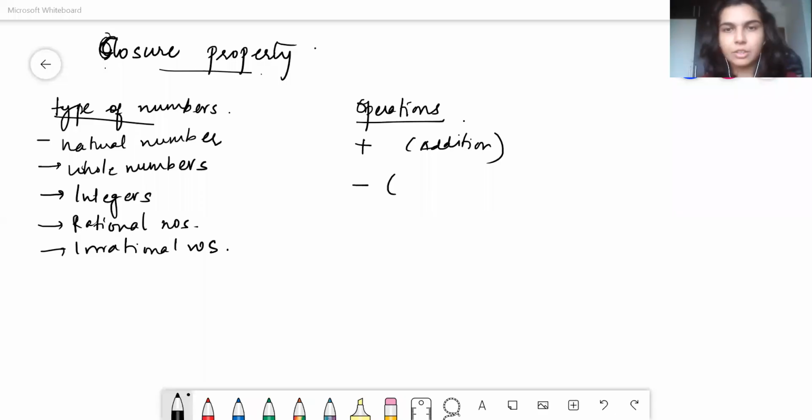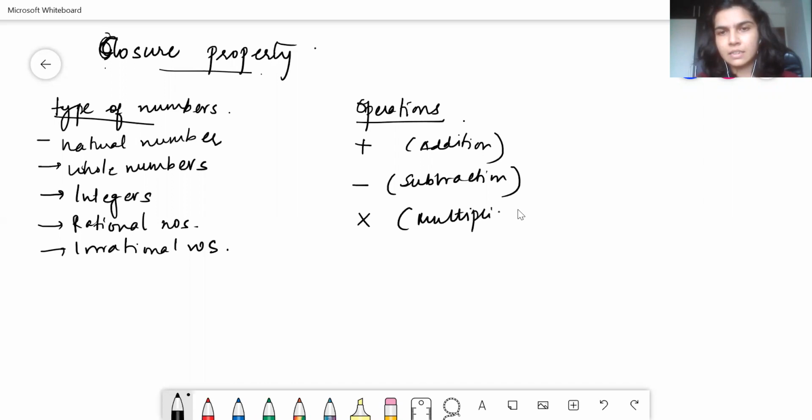Yes. So there is subtraction, right? Then there is multiplication, and then there is division. So these are the four operations which we have learned to apply on these numbers, right? So now what does the closure property tell us?